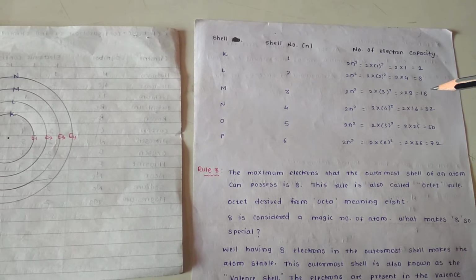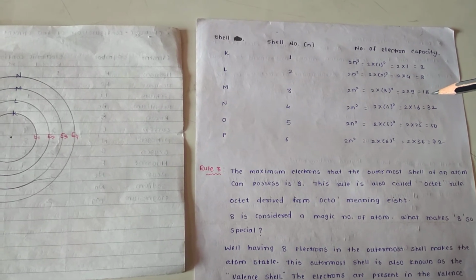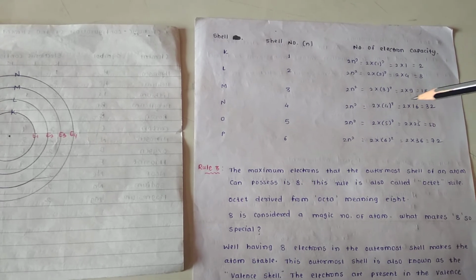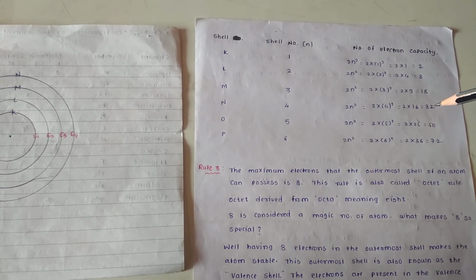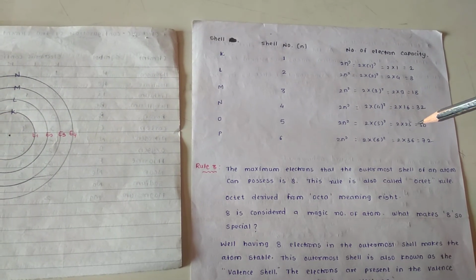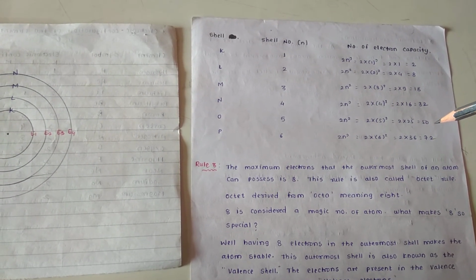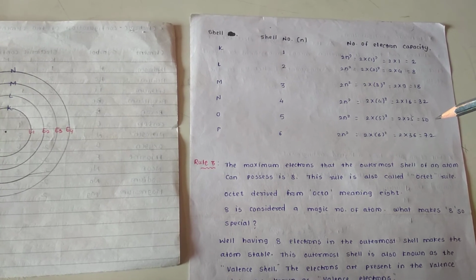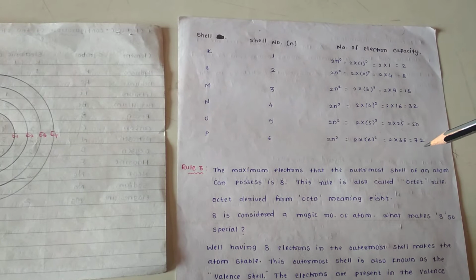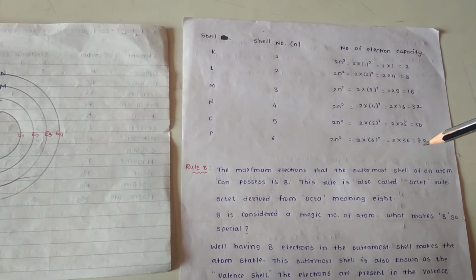Similarly, for the M shell, the maximum number of electrons it can accommodate is 18. For the N shell, the maximum number of electrons it can accommodate is 32. For the O shell, the maximum is 50. For the P shell, the number of electrons it can accommodate is 72.